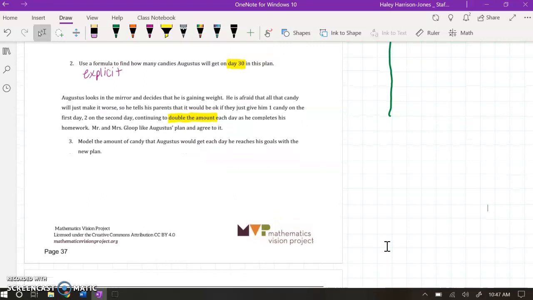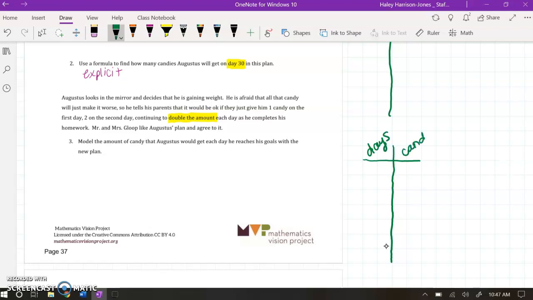Model the amount of candy that Augustus would get each day he reaches his goals with the new plan. Again, to create your mathematical models or representations, it might be helpful to start with a table. Same as before, let your input be the days and the output be the number of candy Augustus receives.